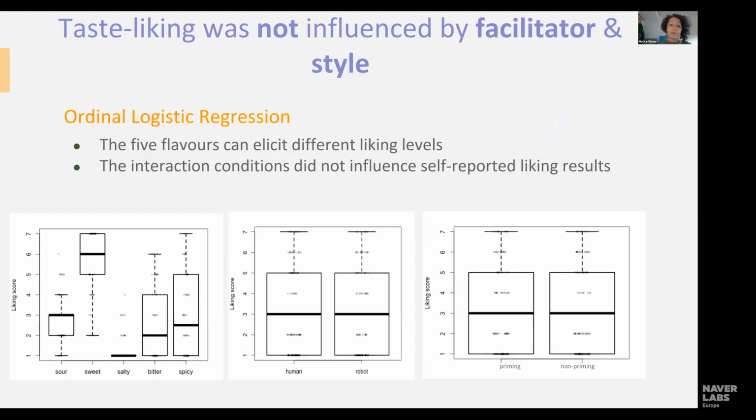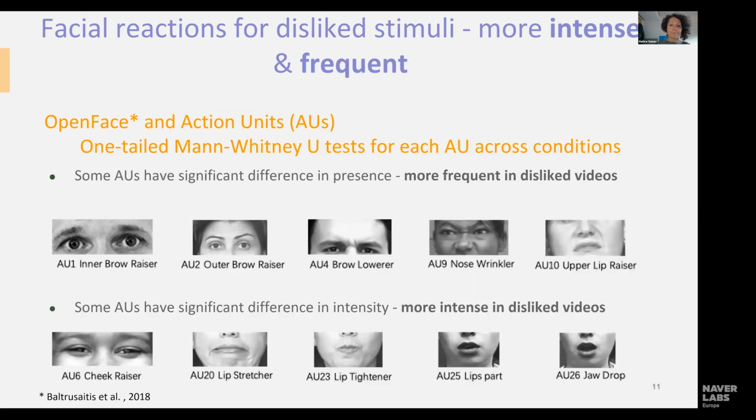So the first thing was doing ordinal logistic regression. With that, we found that the 5 flavors can elicit different liking levels, and we see that in the first box plot. And we also found that taste liking was not influenced by the facilitator and facilitation style. So it didn't matter if the facilitator was a robot or a human.